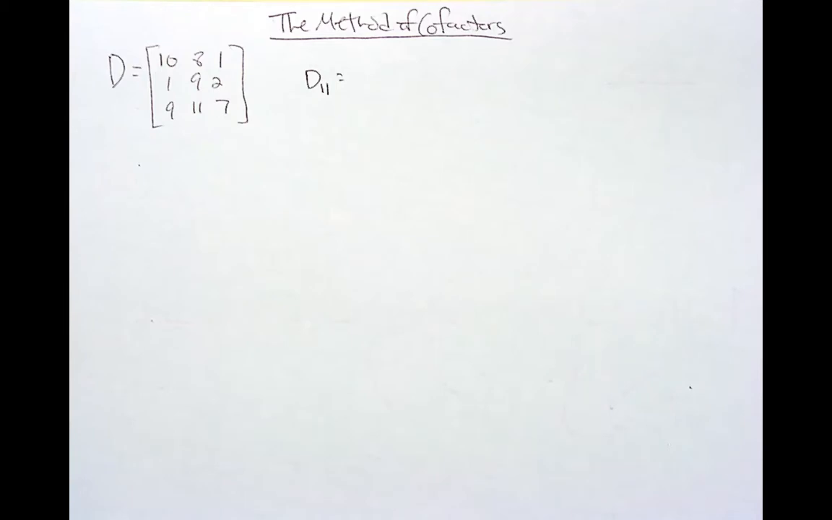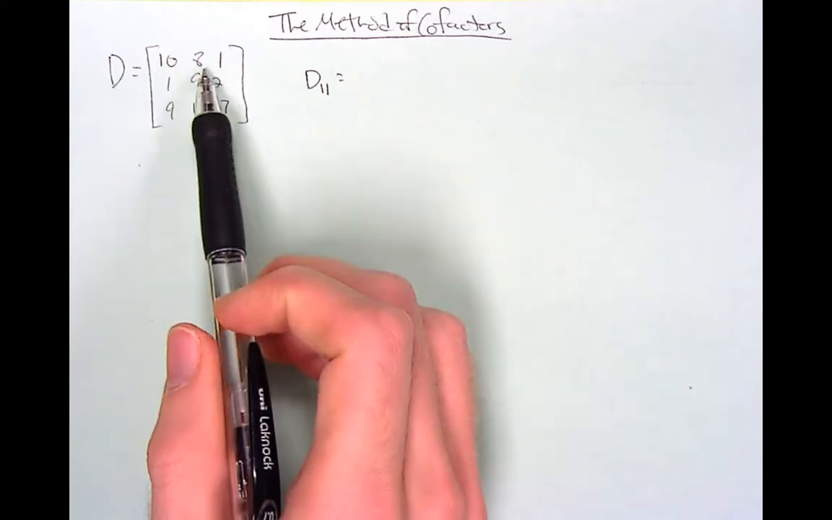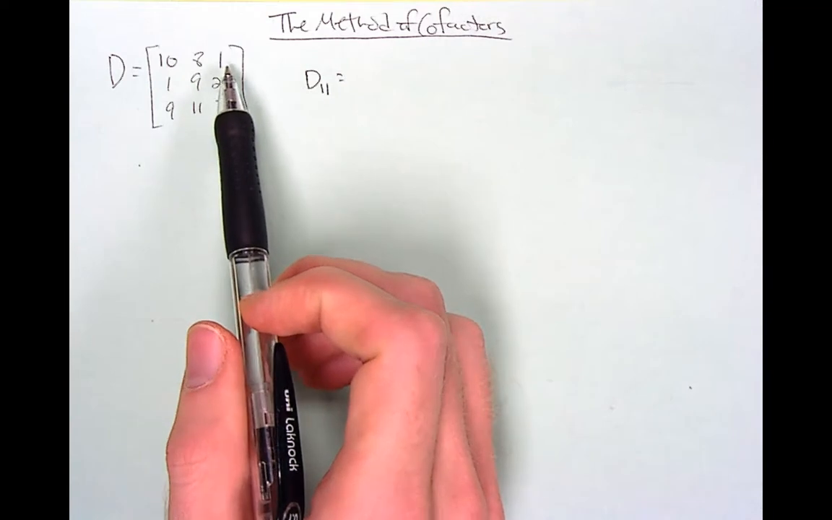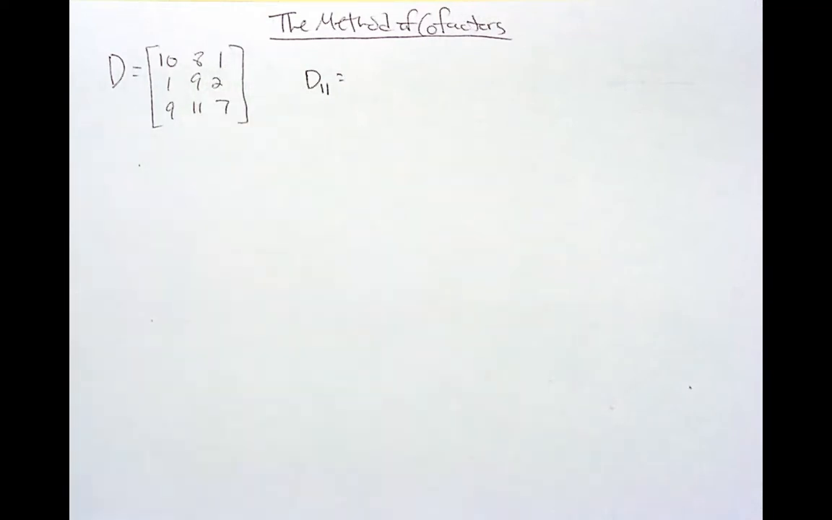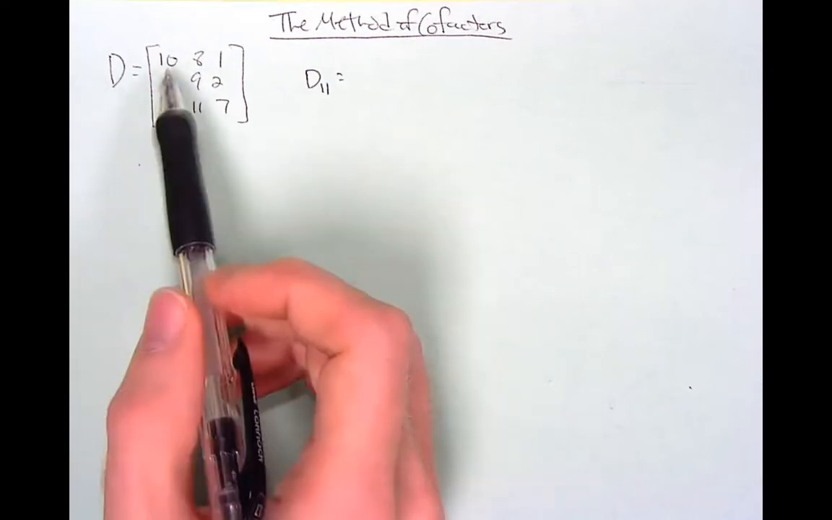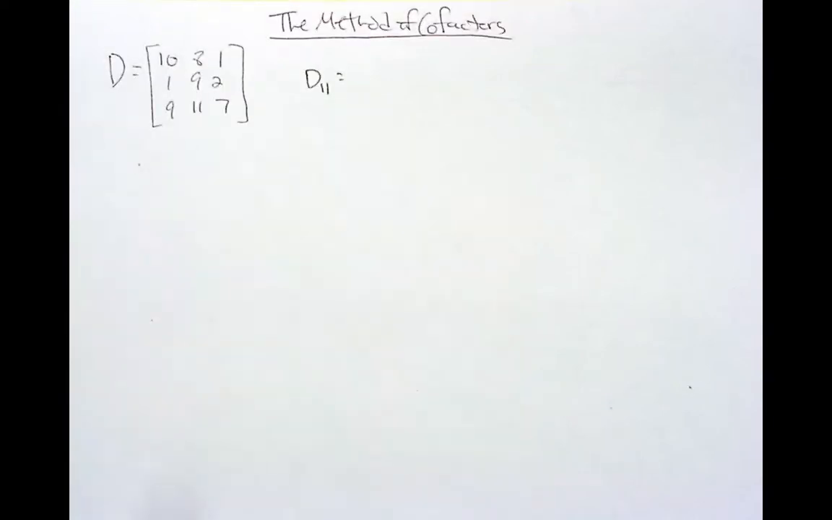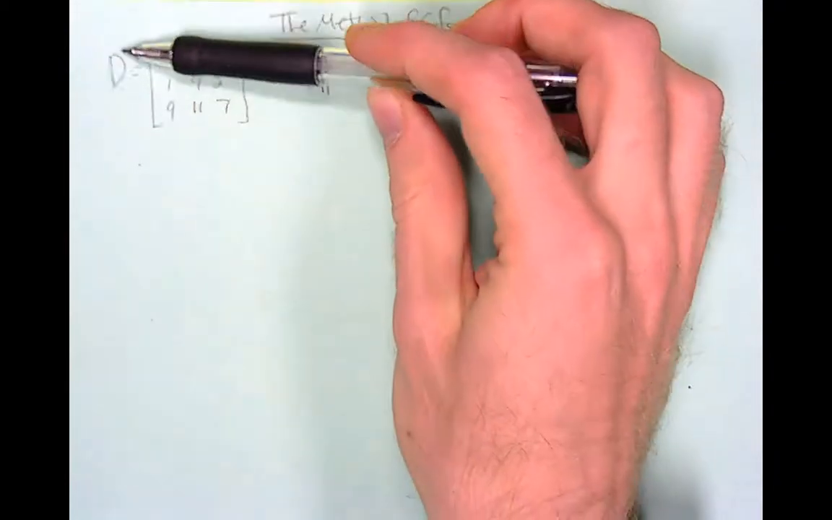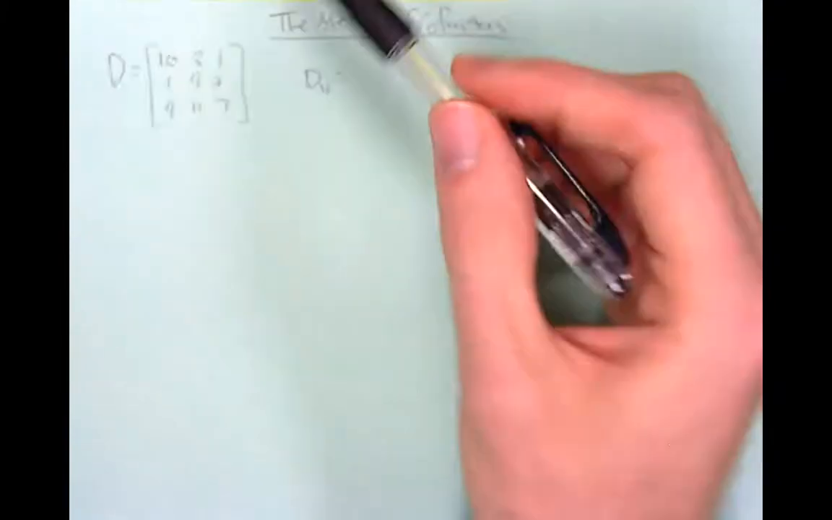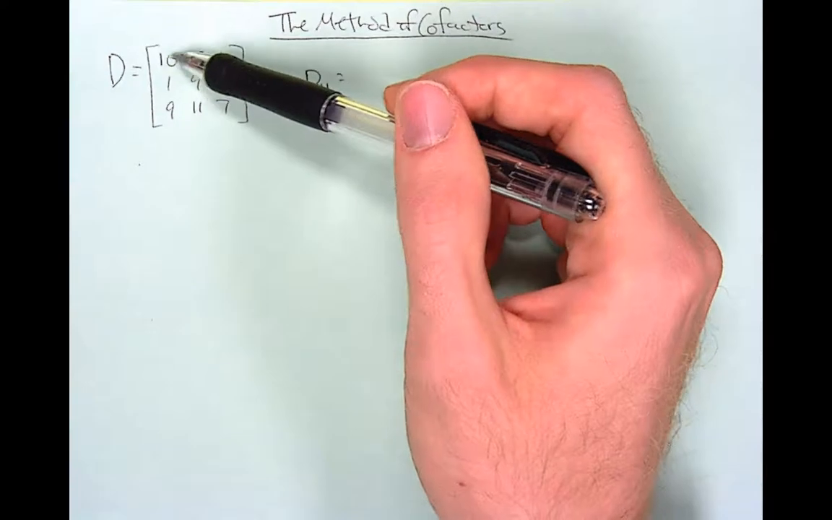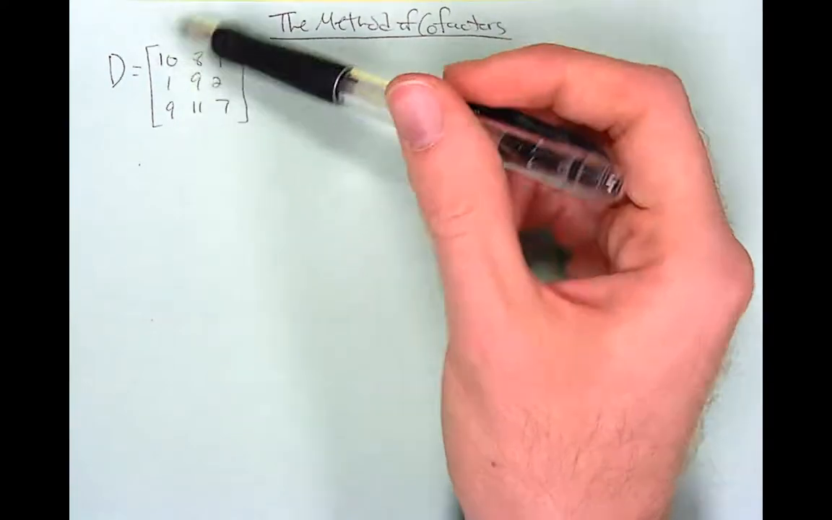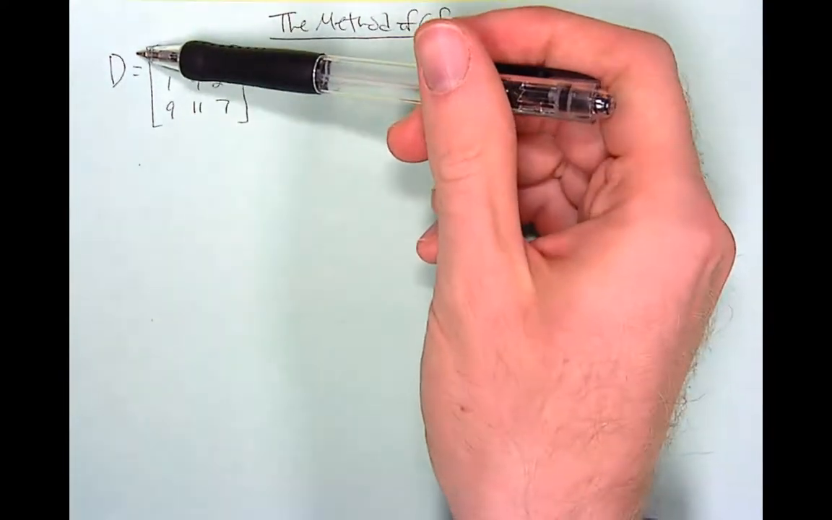So we're going to do the first row, which is 10, 8, and 1. So what you do is we take each element of this row one at a time. So we're going to start with 10, and we're going to calculate the cofactor for each element. So we do this by ignoring the rest of the elements that are in the same row or column as the element. So we're going to ignore all the elements on the same row and column as this 10. So we're going to ignore this one, and we're going to ignore this one.